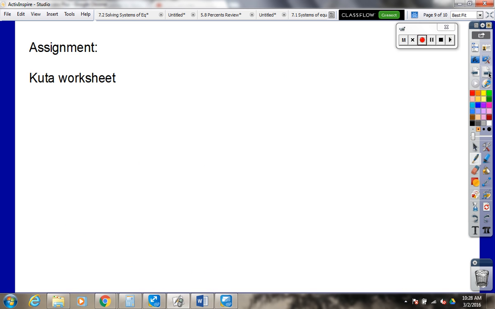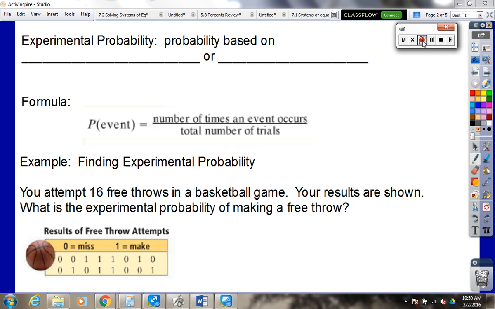Okay, your assignment is to do the worksheet, just 1 through 6 tonight, and then we'll do the remainder of it tomorrow. And you'll have class time to work on it, so you won't have to do the whole thing.